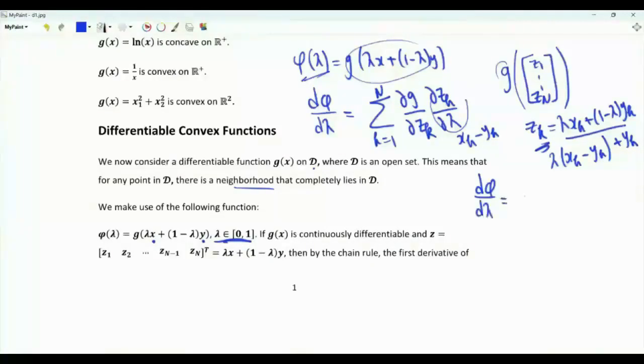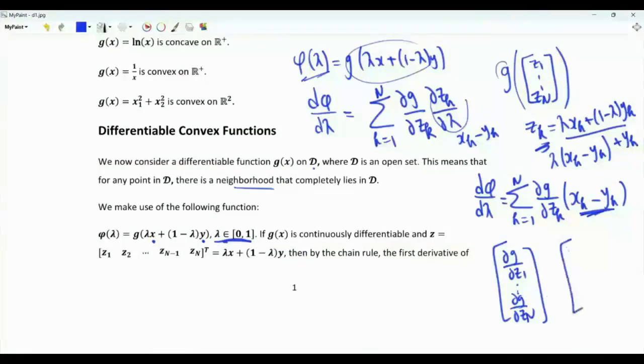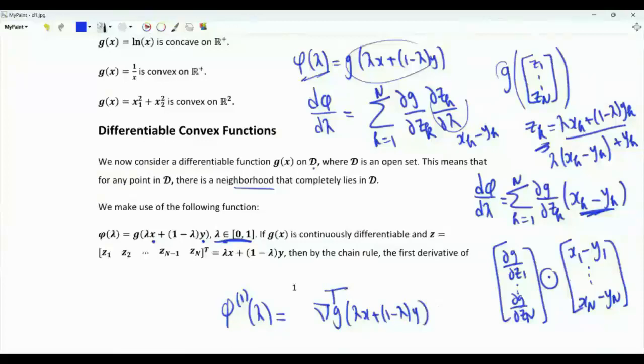The first derivative of phi with respect to lambda is the summation, k from 1 to n, of the partial derivative of g with respect to the kth component, times xk minus yk. If we collect the partial derivatives in a vector, this is the gradient vector. If we have those differences in another n-dimensional vector, we can write down the first derivative of phi with respect to lambda as the inner product of these two vectors. The first derivative of phi with respect to lambda, denoted here as phi with a superscript 1 between brackets, is equal to the gradient vector transpose multiplied by this vector written here as x minus y.